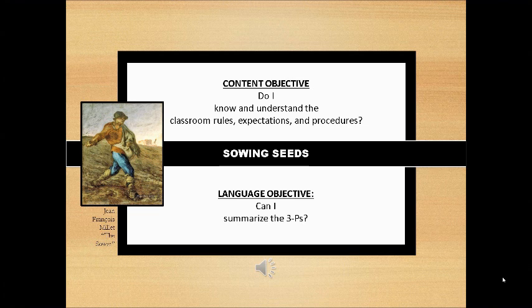The content objective for today is for you to know and understand the classroom rules, expectations, and procedures. The language objective would be for you to summarize the 3 Ps. This will be done in the unit handout. There's space for it there. But if you want to do it at home on a separate sheet of paper, just write a 1-sentence summary of one of the points of the rules that are being discussed. You can write it on the paper at home and staple it to the unit handout on your return.